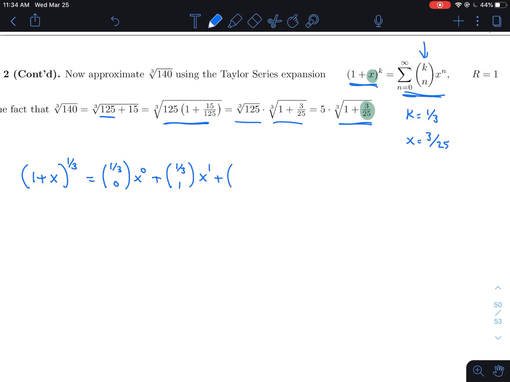then 1/3 choose 1 times x to the first, then 1/3 choose 2 times x squared. Normally this would just keep on going forever, because we're summing from 0 all the way to infinity. However, when we're doing an approximation, we're just going to stop after so long. So I'm going to maybe do one more of these. If this was a quiz or an exam, they would have to say exactly how many terms they would want you to use.